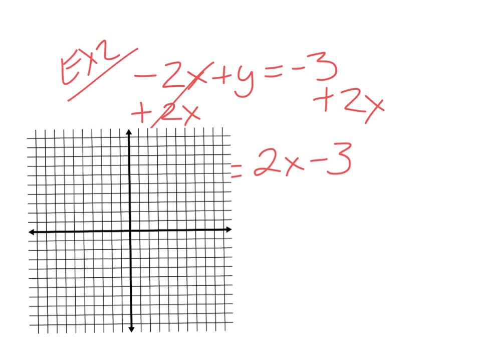So what's my first point that I'm going to graph? What's my y-intercept? Negative 3. So you go to the y line and you put a negative 3. And then what's my slope? Your slope is 2x. So I go up 2 over 1. And then you draw a line.